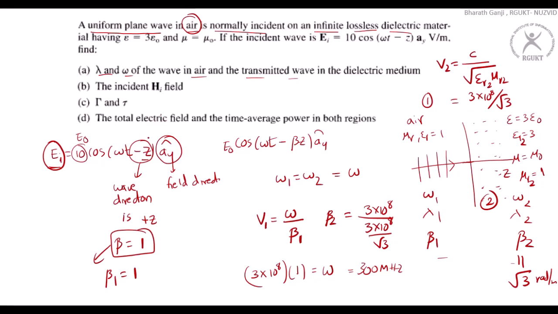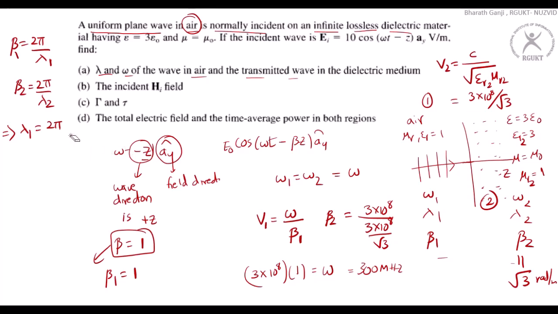So once I have the values of this beta, finding the wavelength is simple, because beta is always equal to 2 pi by lambda. If it is beta 1, this is lambda 1. If you have beta 2, that is 2 pi by lambda 2. So from here, implying that lambda 1 is 2 pi divided by beta 1, which is equal to 2 pi, whereas lambda 2 is 2 pi divided by beta 2, which is 2 pi divided by root 3. So this much meters is your wavelength in both regions. This is for the transmitted wave and this is for the incident wave.